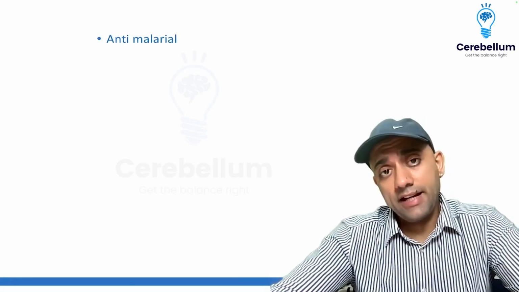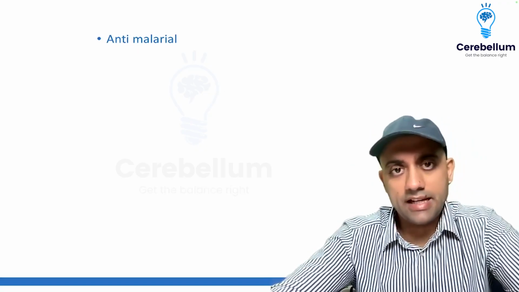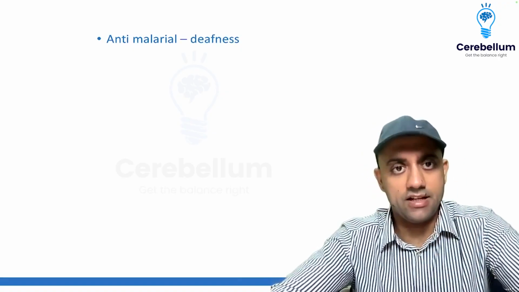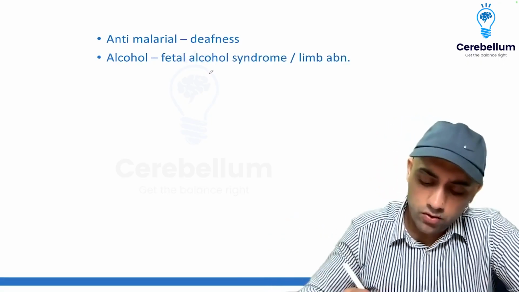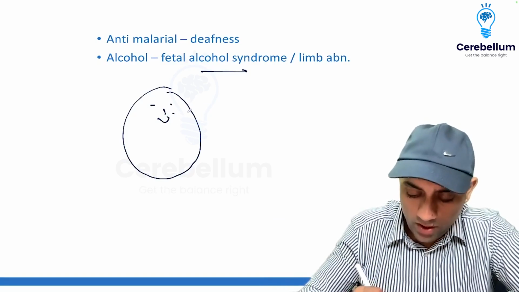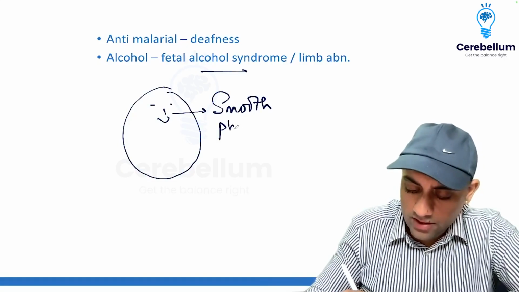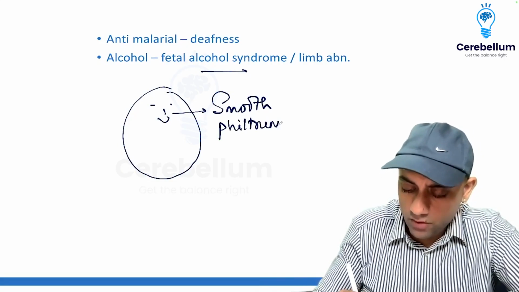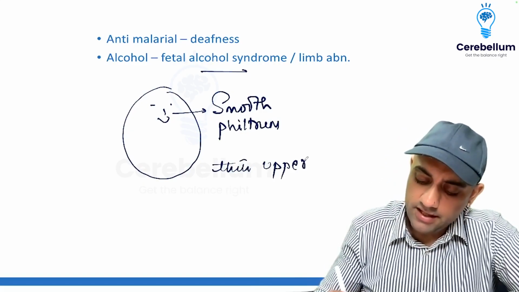If the mother has taken anti-malarials during pregnancy, what problem can the baby have? The baby can have deafness. If the mother has taken alcohol, we have done that, fetal alcohol syndrome. The baby will have a smooth philtrum and thin upper lip. Somewhere if you hear smooth philtrum and thin upper lip, you will think of fetal alcohol syndrome.